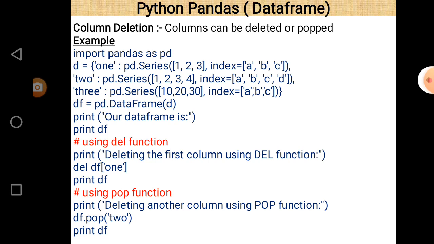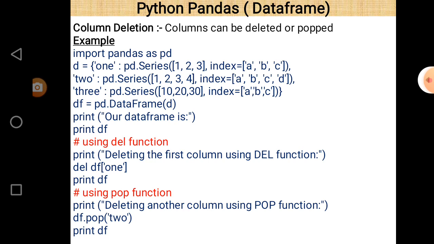To use the del operation, the del function, first of all write del, after that some space, and then the name of the data frame, which is df in this case, and in brackets just write the name of the column which you want to delete. The name of the column is 1, marked within single quotes because it is a string. And after that, a print statement.